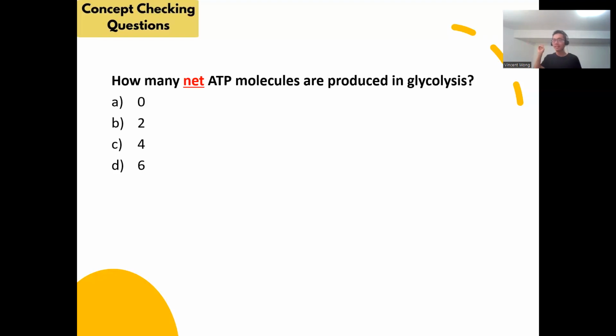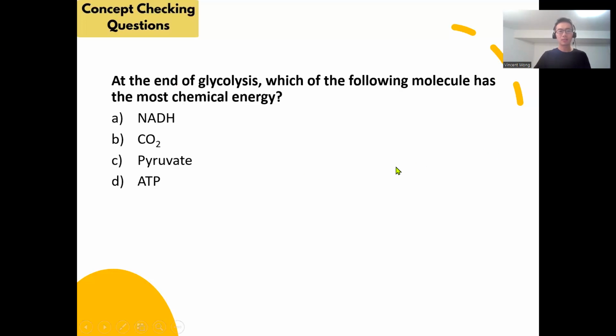2, that's right. Net, right? Net means you have to subtract your expenses. Remember we spent 2 ATPs in the energy investment phase, right? And then in the yielding phase, you make 4. 4 minus 2 gives you 2. All right. One more. Oh no, 2 more, 2 more.